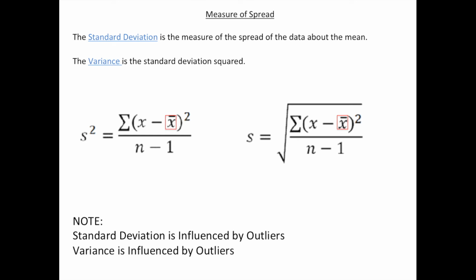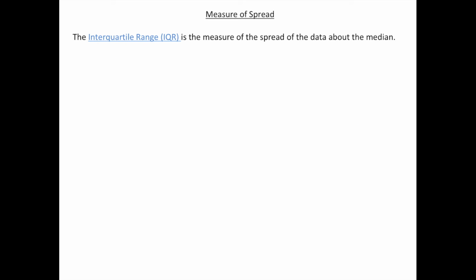So what can we use when we do have outliers? We can use the interquartile range. The interquartile range is the measure of the spread of the data about the median. So anytime you use the median to describe the center, you want to use the IQR to represent the spread.